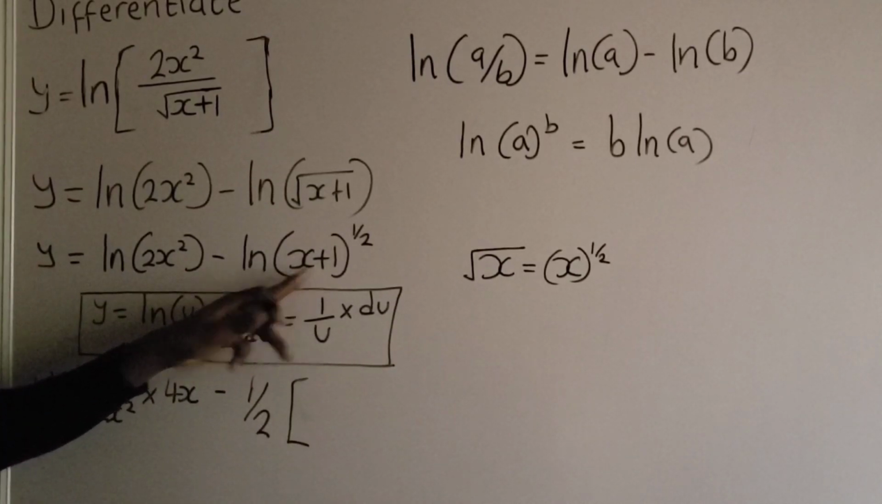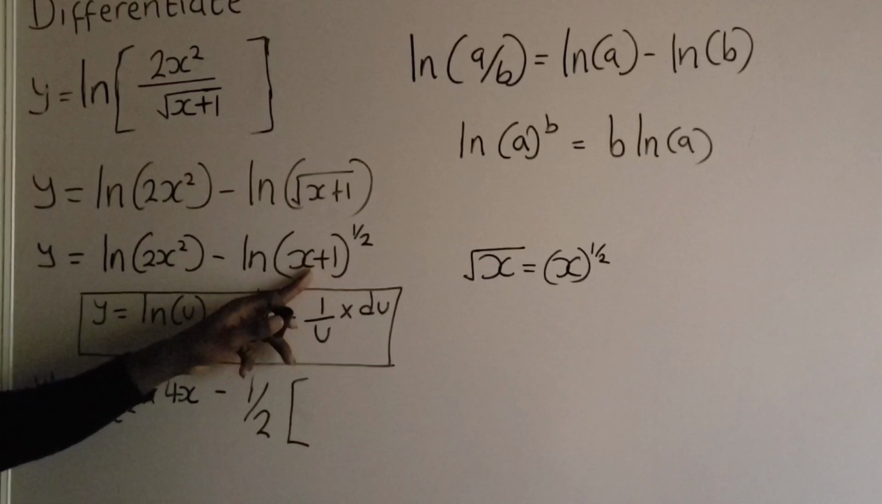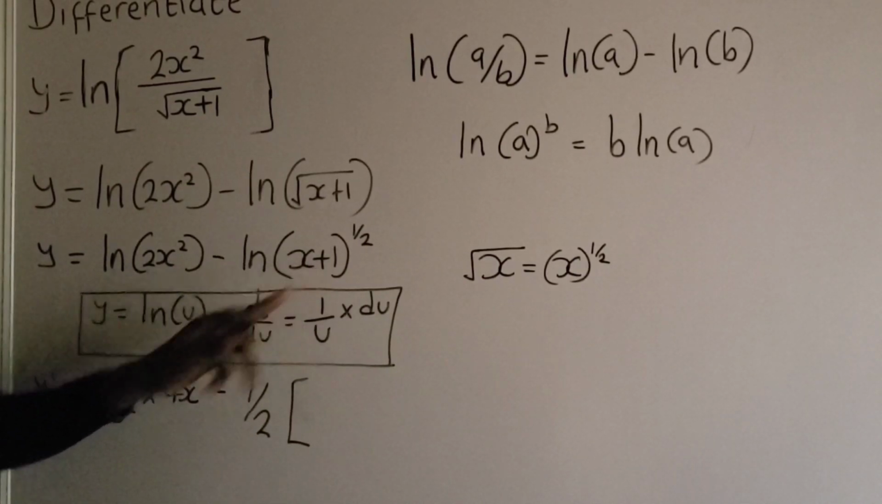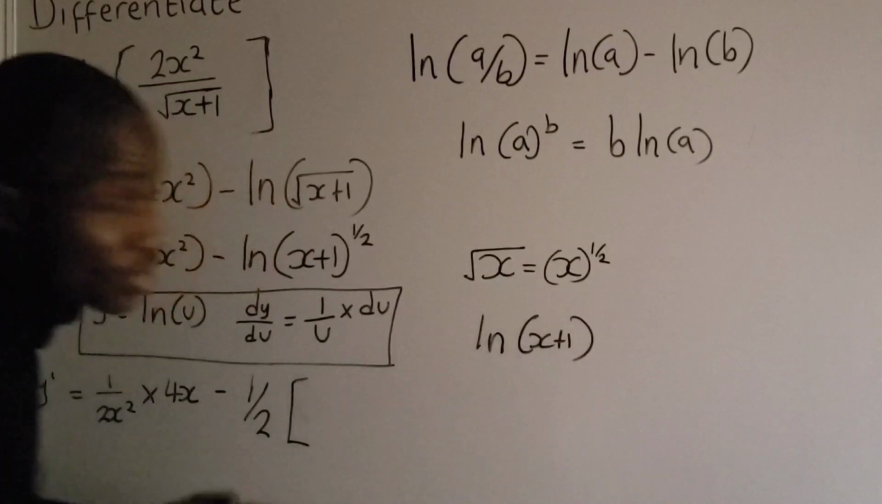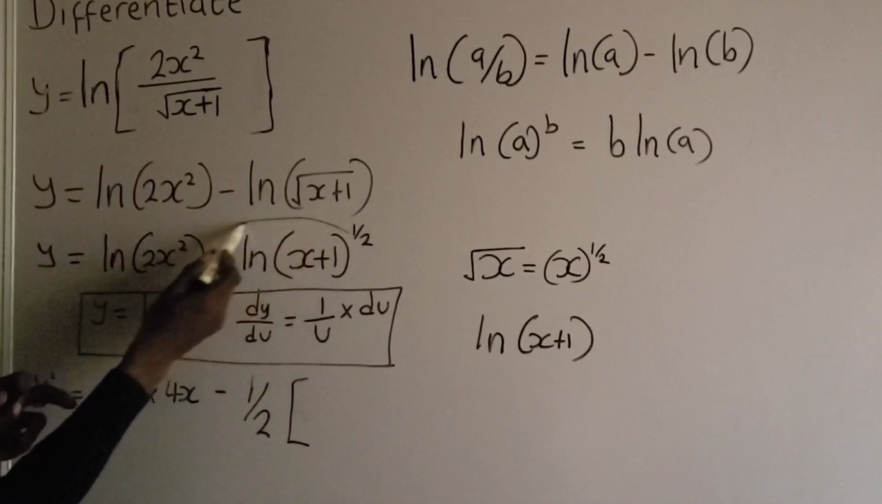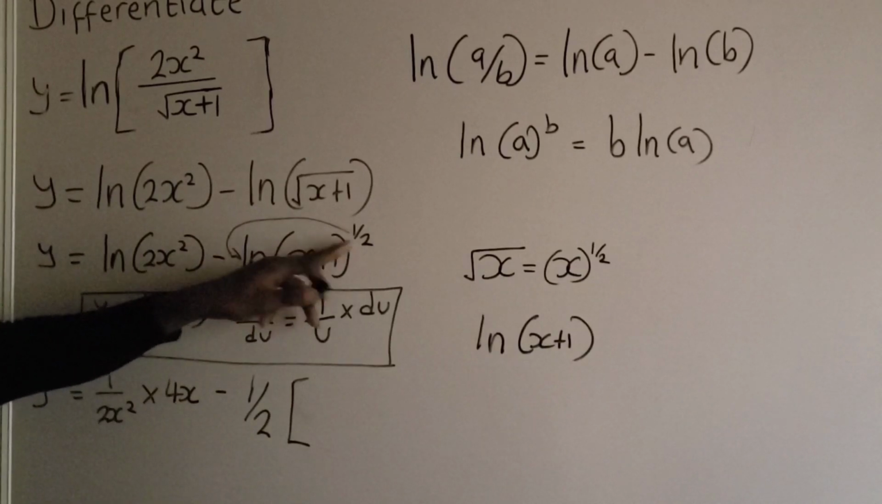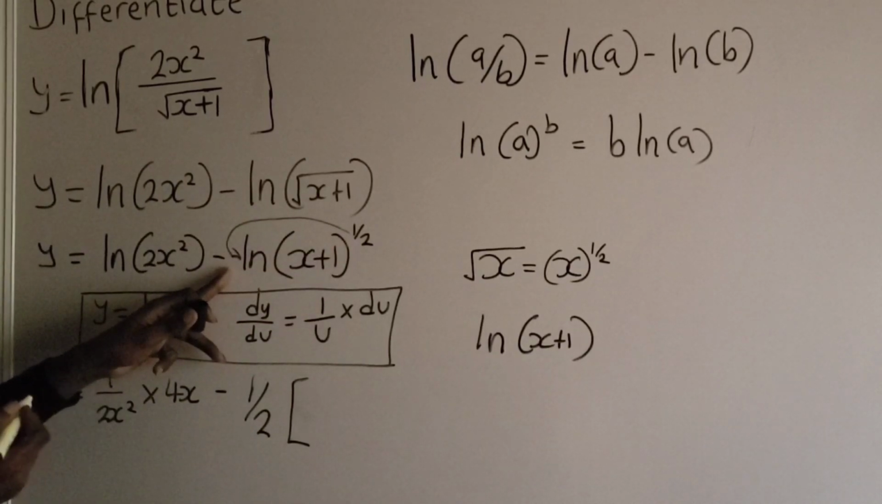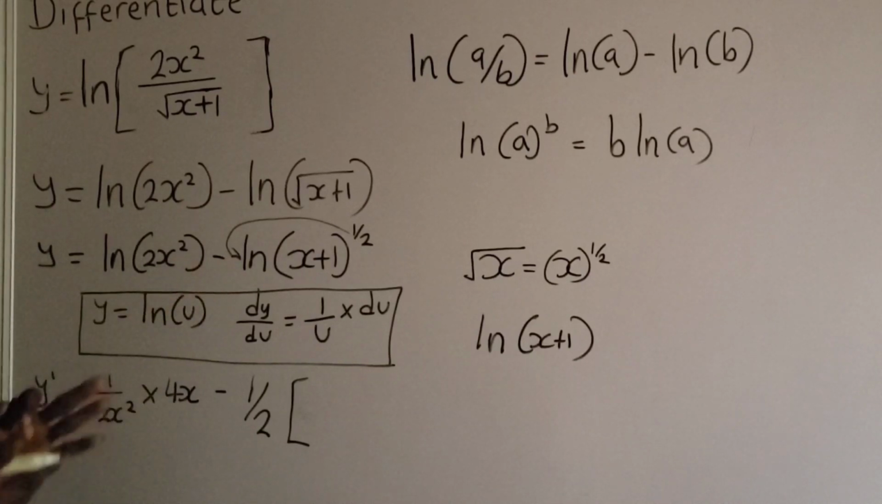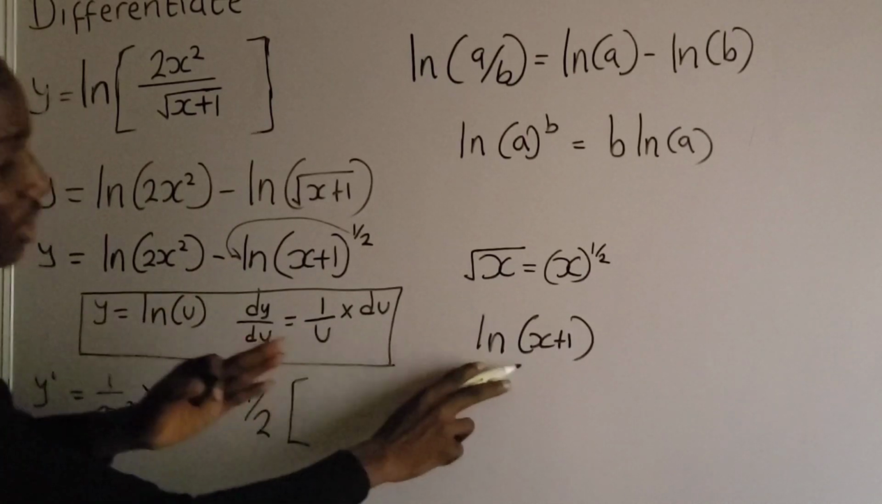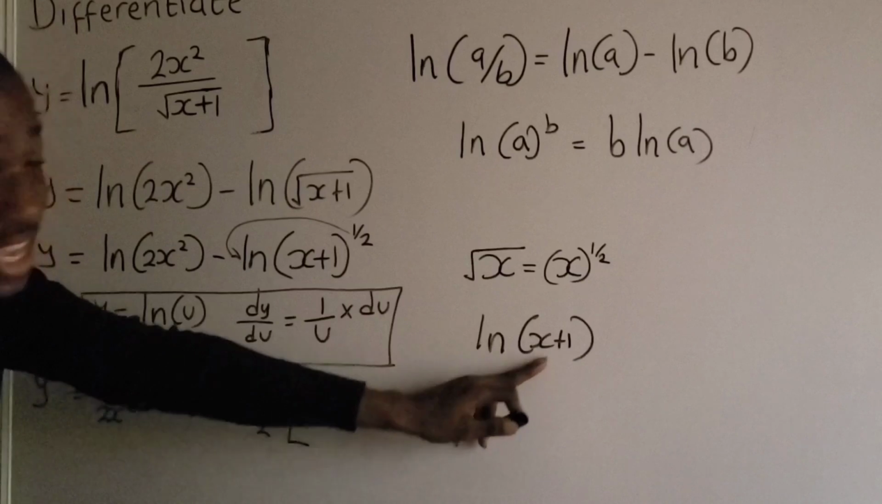I'm going to take the derivative of this. For this, I'm going to take the derivative of x plus 1. If I want to take the derivative of, let me write it out, ln x plus 1. I think you are getting it. I just move this power to this place. I just move this power to the front, I multiply it with the coefficient of ln. You understand what I'm saying? That's what I've just done. So I want to differentiate this ln x plus 1.